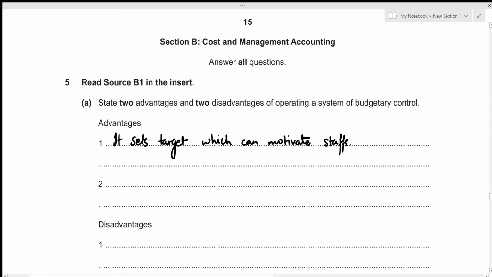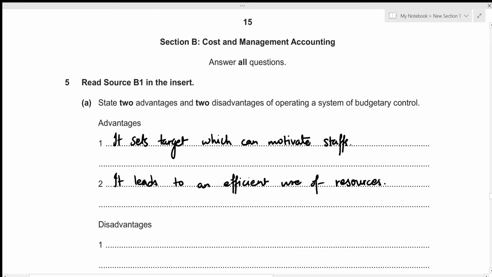Alright, secondly, budgetary control also leads to an efficient use of resources since it already plans and the company has a responsibility to reach those targets, and in order to do so it needs to make efficient use of resources. Let's write it down. It leads to an efficient use of resources.